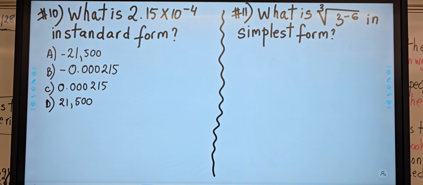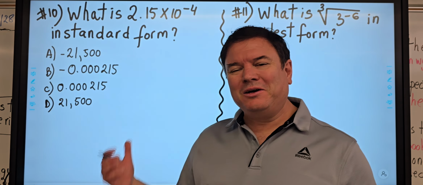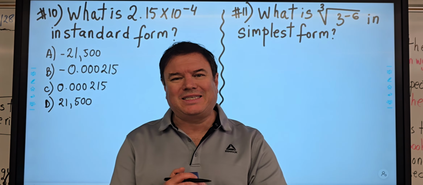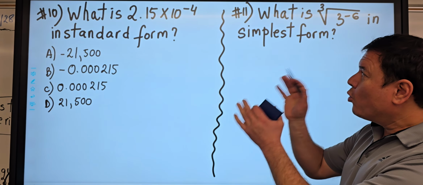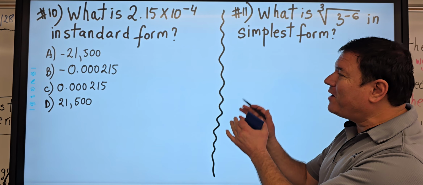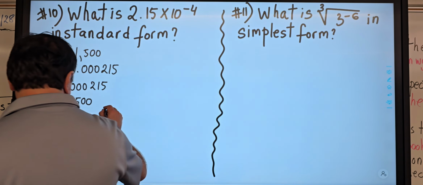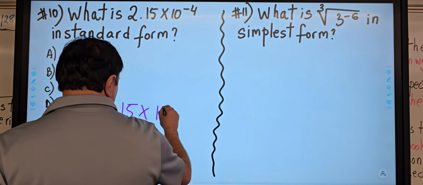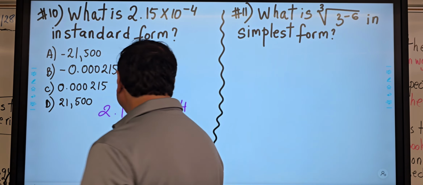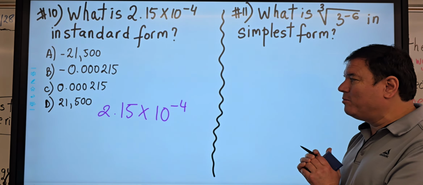Now let's take a look at the last two problems here. I know there are quite a few problems, but we have two more problems here to review for that state test. And again, in this question here, the question is, what is 2.15 times 10 to the negative 4? So we have this number here, 2.15 times 10 to the negative 4. And they are asking us, what is that number in standard form?